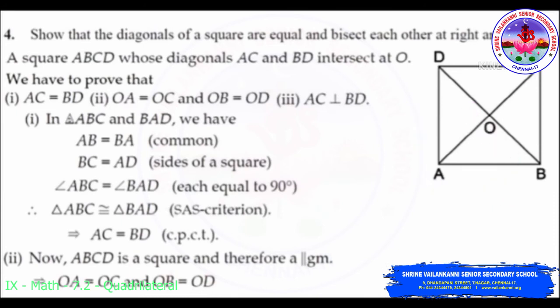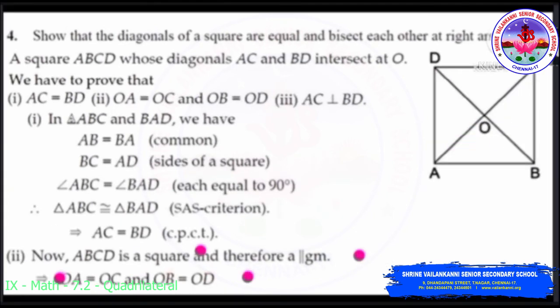So which implies that AC is equal to BD. Since AC and BD are the corresponding sides of the congruent triangles, by CPCT, AC is equal to BD. So hence I proved the first subdivision, the diagonals of a square are equal in their length. Now coming to the second subdivision, I want to prove that the diagonals bisect each other. Since ABCD is a square, it belongs to the parallelogram family, where the parallelogram has a property that the diagonals of the parallelogram bisect each other. Therefore, the diagonals in a square also bisect each other. So I got OA is equal to OC and OB is equal to OD.